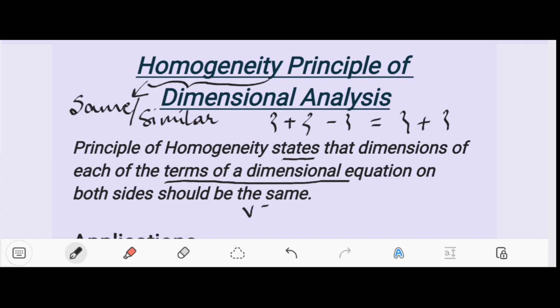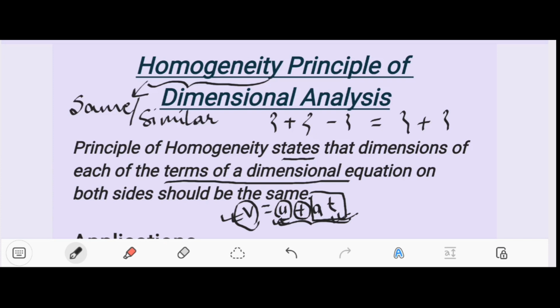Let us consider V is equal to U plus A T. Here we have this positive sign, therefore this is the first term, and on the right side of the positive sign, this is the second term. This is RHS, the right hand side of the equal sign, and this is LHS, that is V. So students, the dimensional formula of V will be equal to that of U, and this will be the same as A into T. We will be seeing some examples as well.